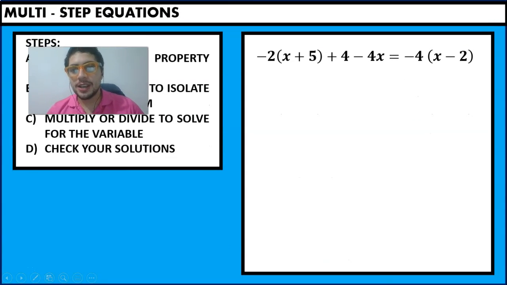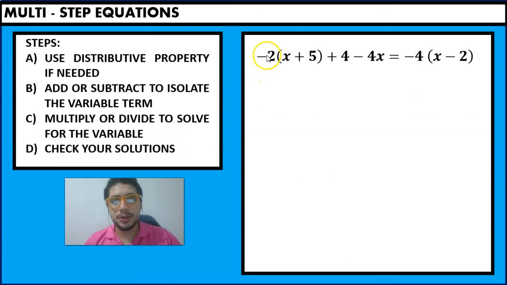Okay guys, so as always, whenever we have a number multiplied by a parenthesis, we have to remember to use the distributive property, right? We also have to remember to add or subtract to isolate the variable. So whenever something is adding, we're going to pass it to the other side subtracting, and whenever something is subtracting, we're going to pass it to the other side dividing. Remember that the end goal is to isolate the variable. In this case, the variable is x, so we want to solve for x.